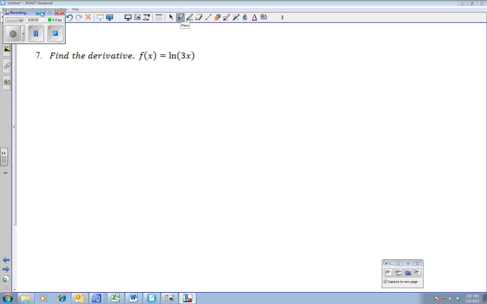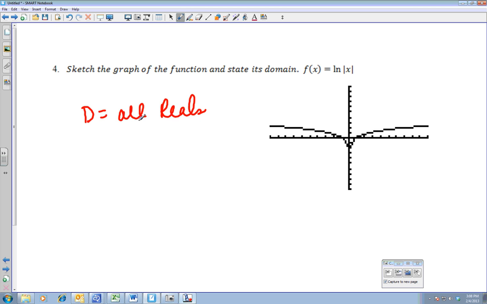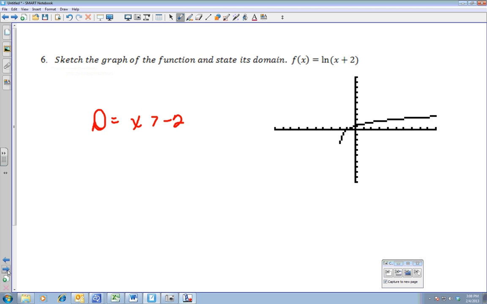Okay, this is number 7 from the 5-1 worksheet. Before I do number 7, if you'll go back and look at number 4, I said the domain is all reals. Anytime we're dealing with natural log, x can never be 0, because if I put natural log of 0 on my calculator, it's going to give me an error message. So even though you can't tell it, there's an open circle here. So my domain is really not all reals. I could put all reals except x equals 0, and that would fix it. Okay? All right, so let's go back to number 7.